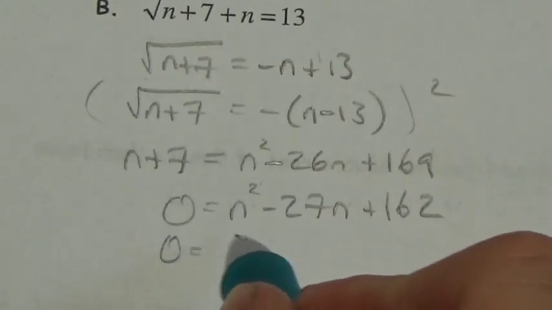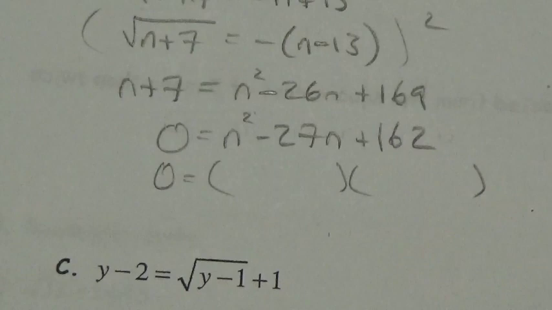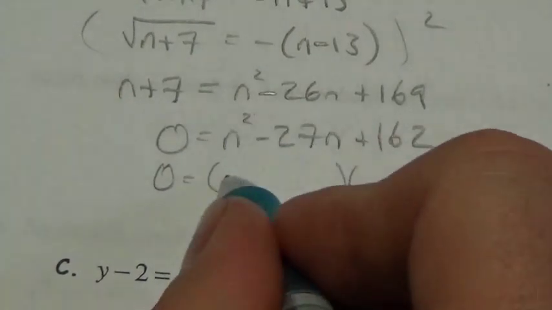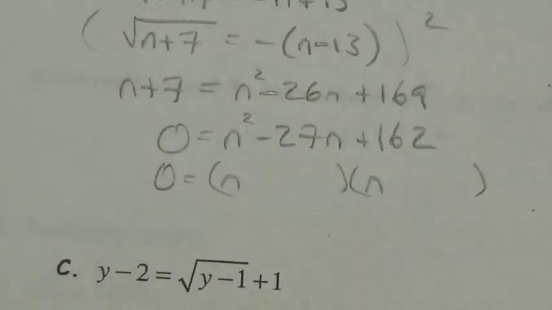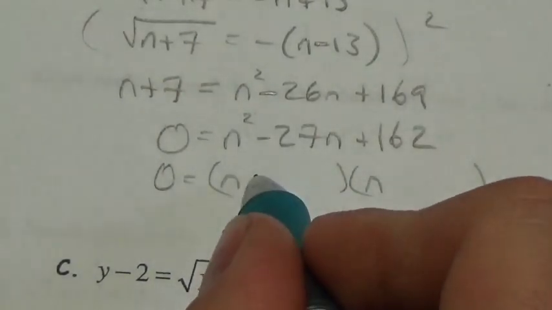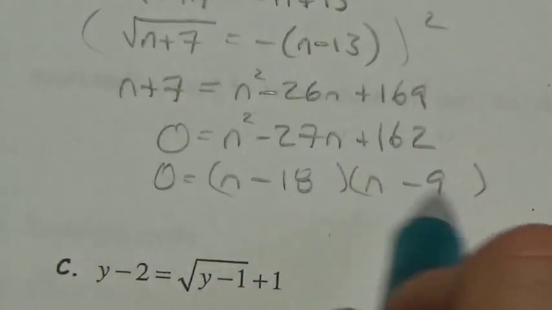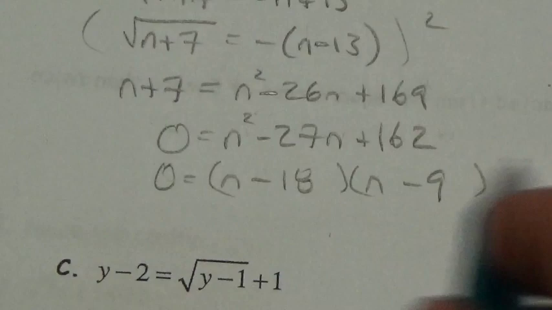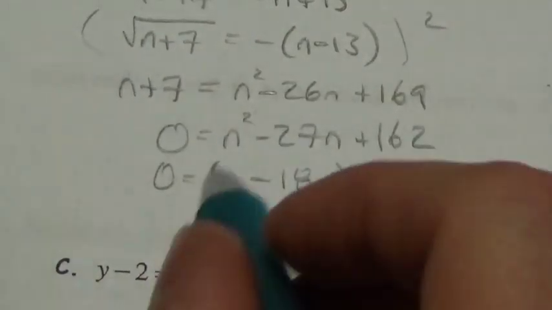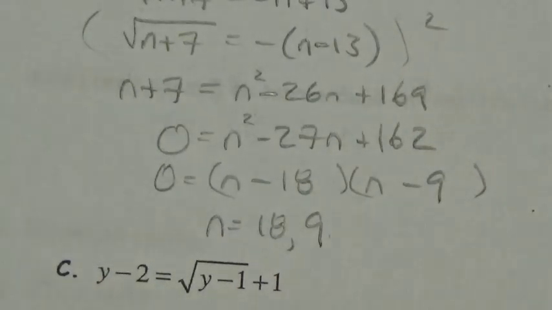Now, to solve this, I'm either going to factor this, or I'm going to use the quadratic formula. Let's just think about this. 162. It turns out, yeah, my factors here are going to be negative 18 and negative 9. When you multiply those together, you're going to get your 162, and when you add them together, you're going to get your 27. So my answer here is either going to be positive 18, or positive 9.